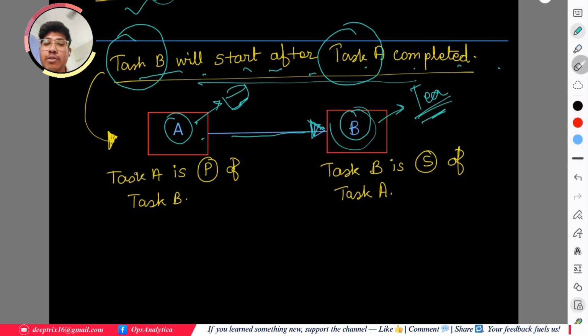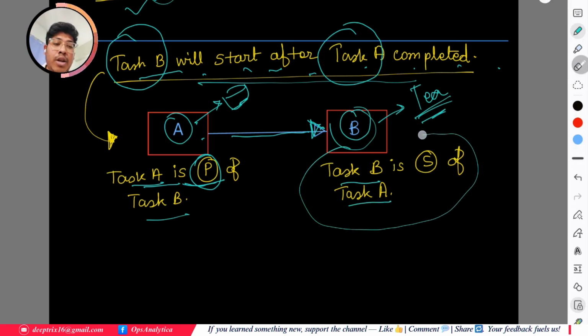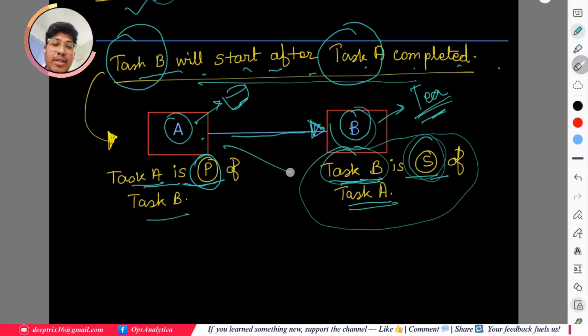If we want to understand that concept in English, what will be the line? Here we can write that task A is the predecessor, and we denote predecessor as P. So task A is the predecessor of task B. That means task A will complete, then task B will start. In this way we can understand. Similarly, when we denote task A by using task B, we will write that task B is a successor of task A. That means task B will start once task A is completed.